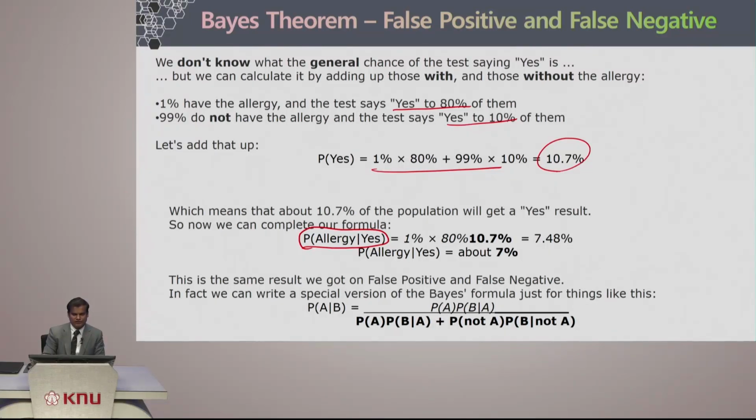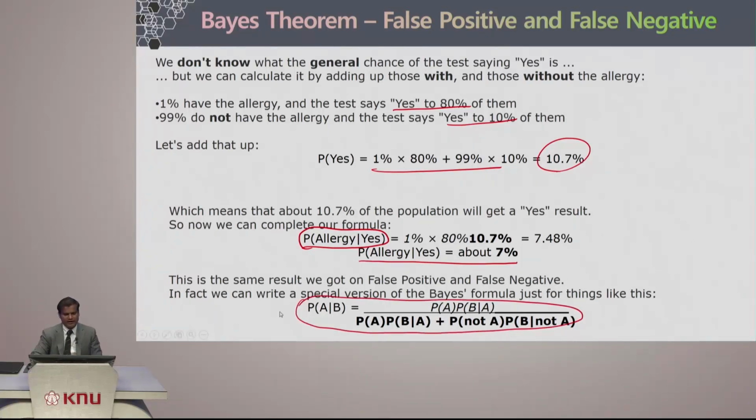So with this information we can move ahead and try to understand what is happening, like probability of allergy given yes is about 7%. So this is the same result as we got for false positive and false negative. So you can use the Bayes formula again in this aspect to check the false positive and false negative.